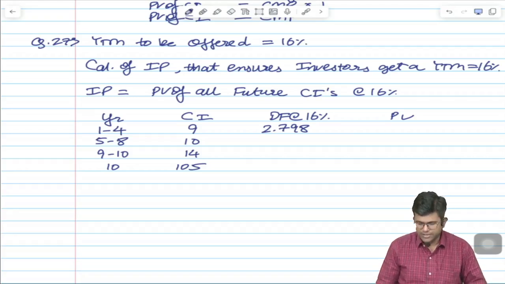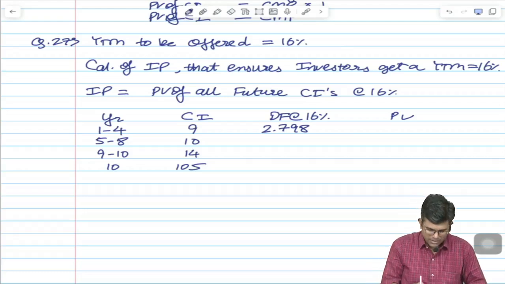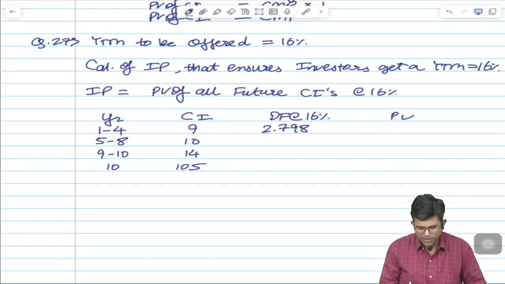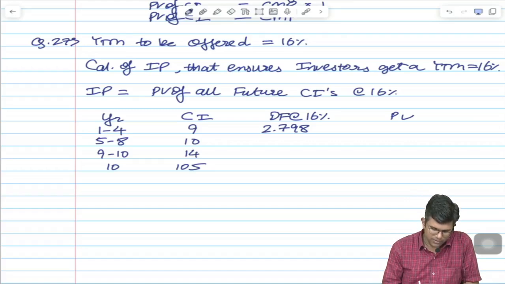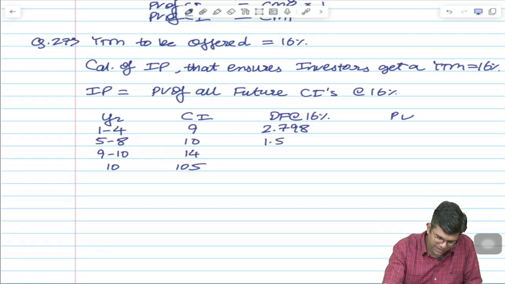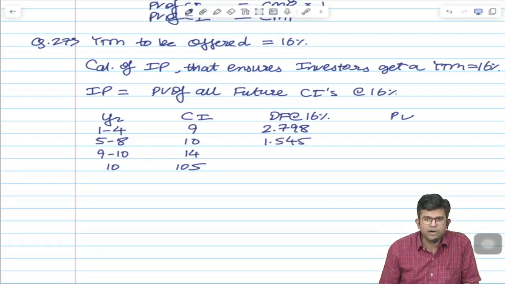Now how do I do 5, 6, 7, 8? I can't use GT. I'll have to use M plus and MRC. You're understanding? So 1 divided by 1.16, I'll press equal to 4 times. So I get 0.5522. Till here I don't want, correct? I want 5th year onwards. So equal to M plus, equal to M plus, equal to M plus, equal to M plus, MRC. I got 1.545. Please check you got this number. 5th, 6th, 7th, 8th.